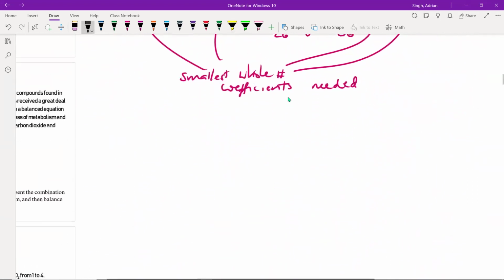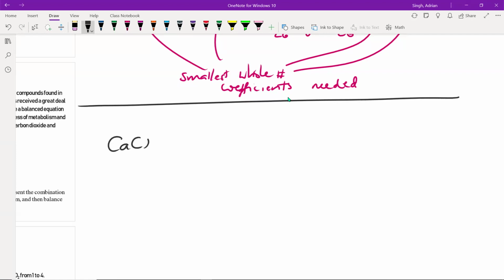The last strategy we'll take a look at is when we encounter polyatomic ions in our formula, in our equation. So let's take a look at an example. Let's say I have calcium. We'll do calcium chloride. So I'm sorry, we'll just change that up a little bit. We'll do calcium phosphate. So Ca3(PO4)2 reacting with, let's say, aluminum sulfate.